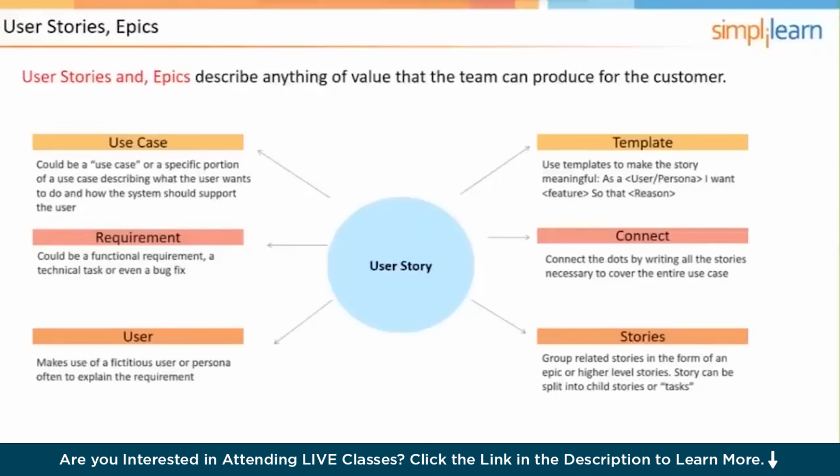Now that could actually be an epic or maybe a theme, because maybe it would get disaggregated into log on screen, catalog, shopping cart, and checkout. So the use case could either be a standalone user story, or it could be a number of user stories that would result from it. Below that, requirement. It could be a functional requirement, a technical task, or even a bug fix.